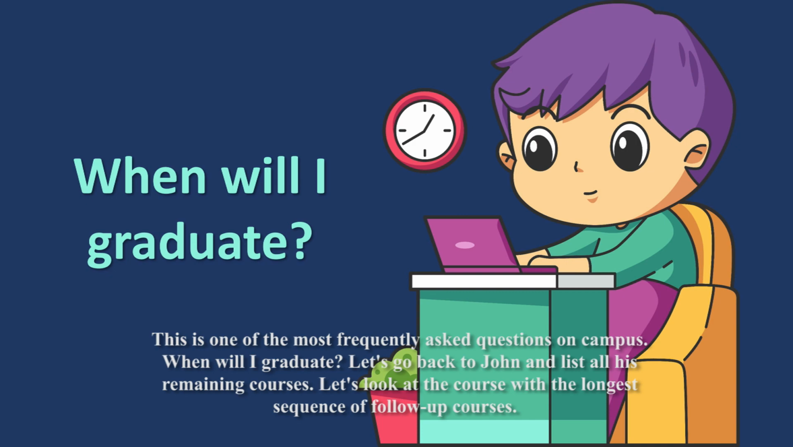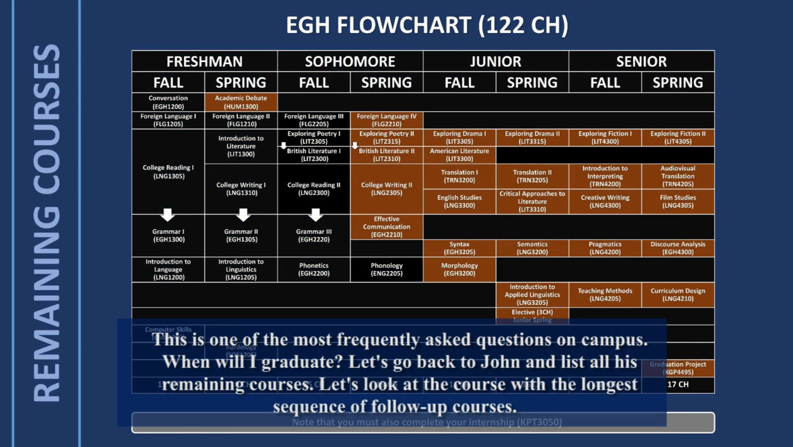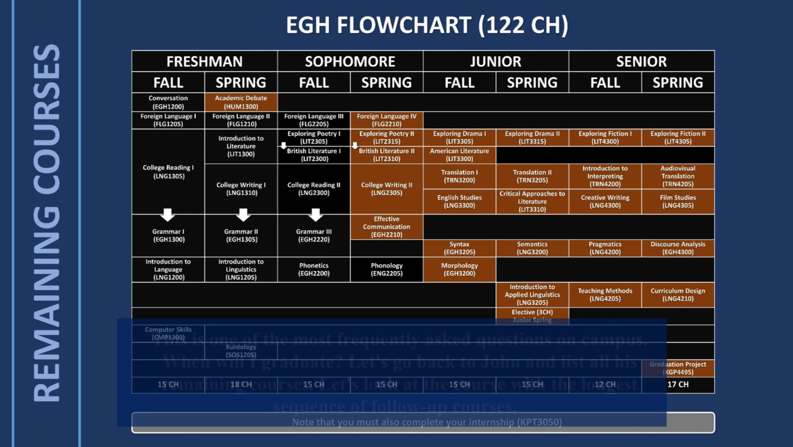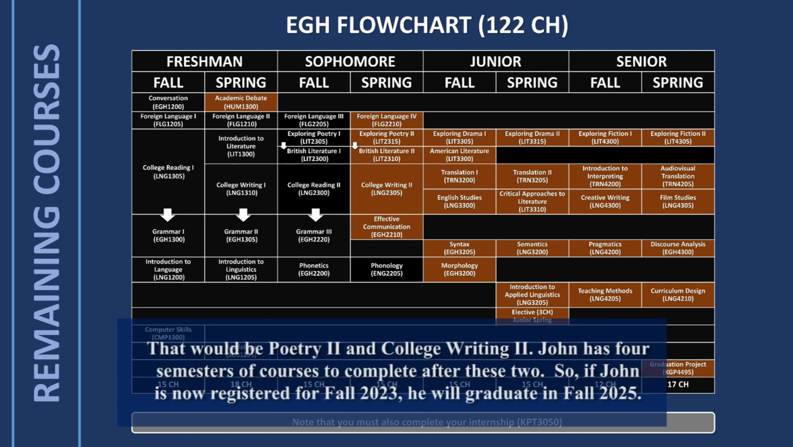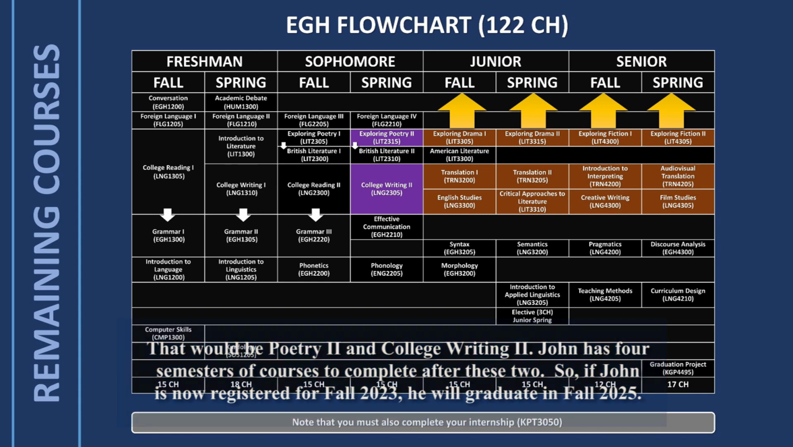This is one of the most frequently asked questions on campus. When will I graduate? Let's go back to John and list all his remaining courses. Let's look at the course with the longest sequence of follow-up courses. That would be Poetry 2 and College Writing 2. John has 4 semesters of courses to complete after these 2.